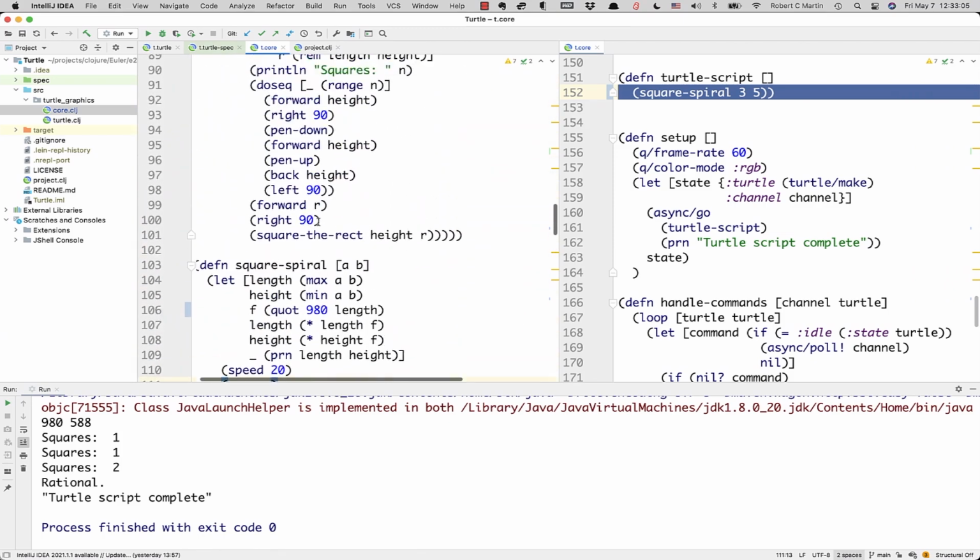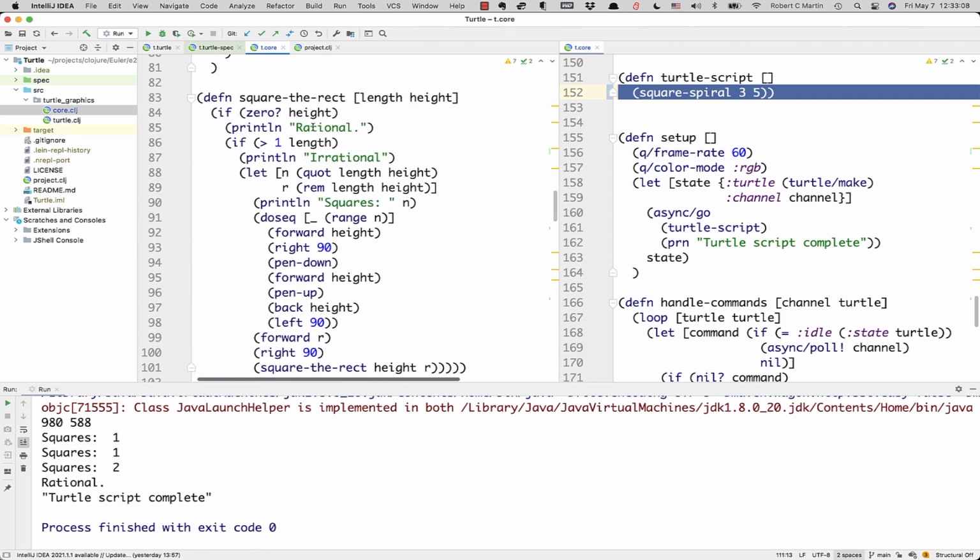Square the rectangle is up here, and I'm not going to say it's straightforward, but here's the length and the height of the rectangle. And if we've gotten a 0 height, that means that there's no more squares to draw. We're out. And by the way, that means this is a rational number. We've done all the divisions we can, and we've gotten down to 0, right? So that's cool. If we decide that the length is less than 1, well, then I'm going to say it's irrational. This is not perfect because there are no irrational numbers in a computer, but it's a good initial first guess, right? It's probably irrational.